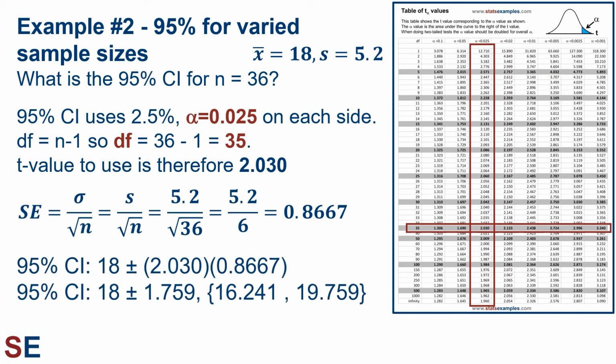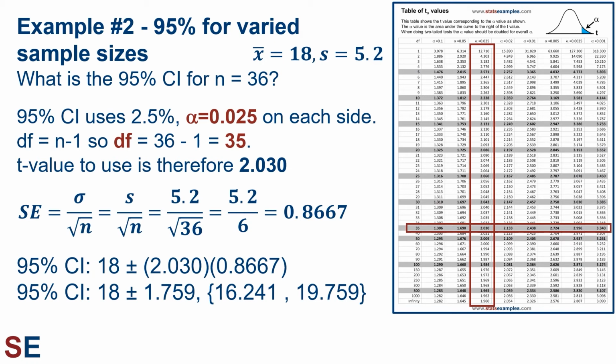Our 95% confidence interval will be 18, the sample mean, plus or minus 2.030, our t-value, multiplied by 0.8667, our standard error. Multiplying this out gives us 18 plus or minus 1.759, which would give us a range of 16.241 to 19.759 for our 95% confidence interval when we have a sample size of 36.